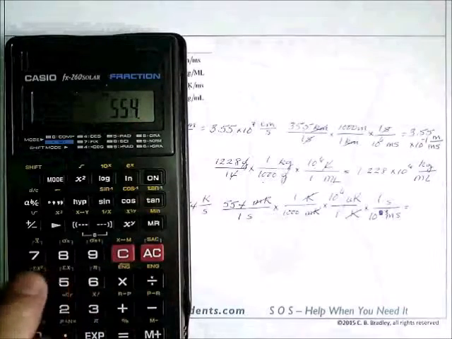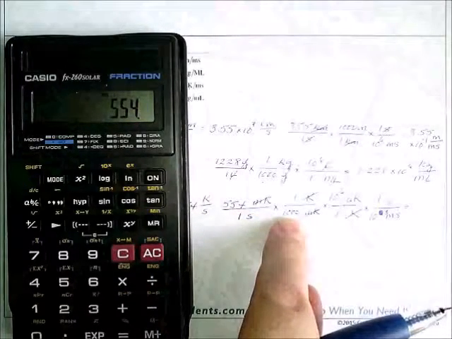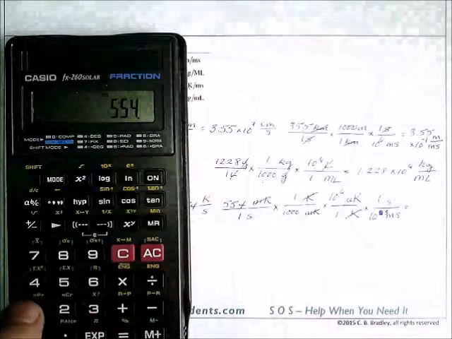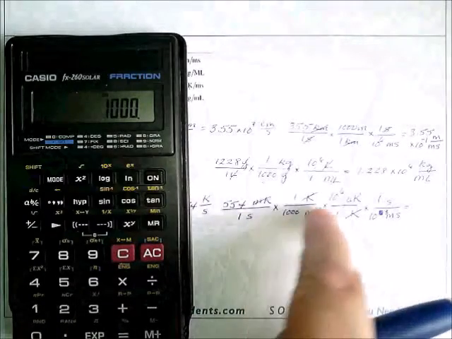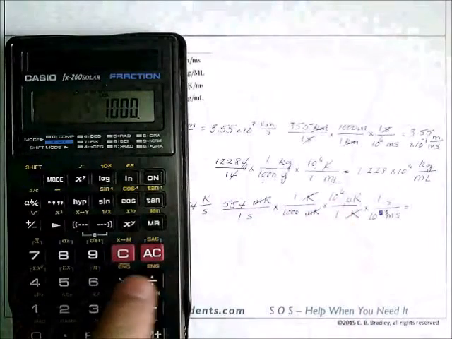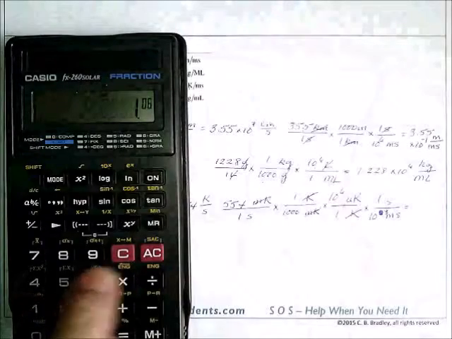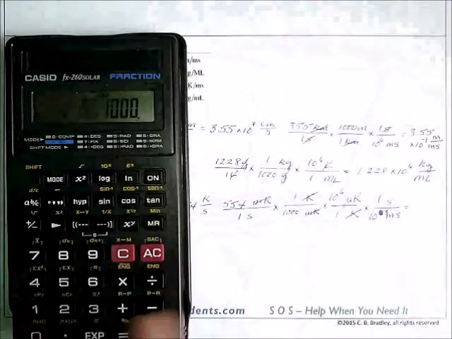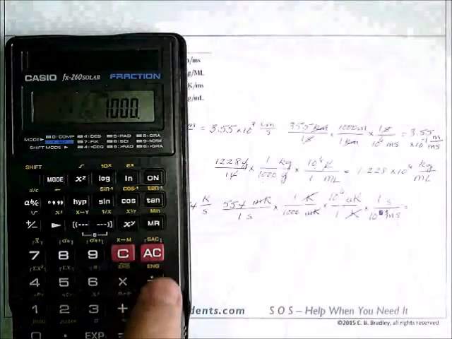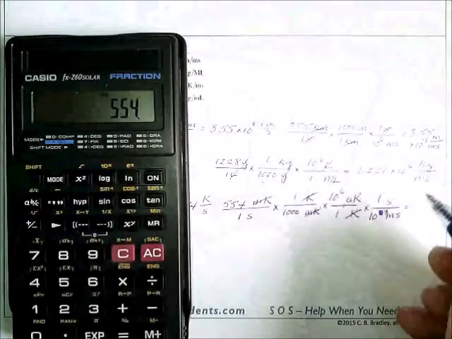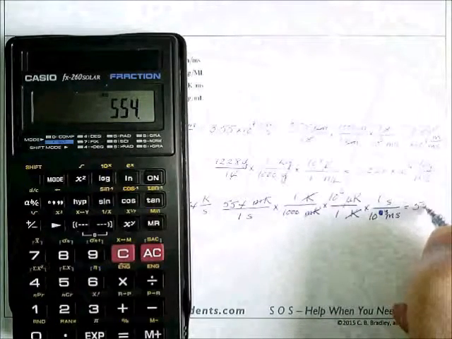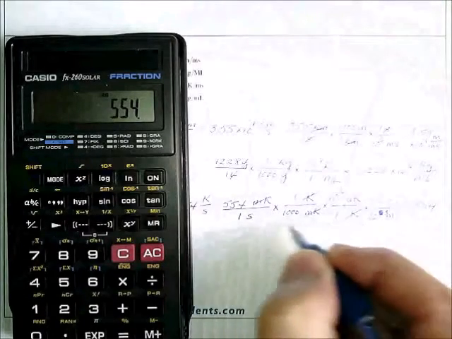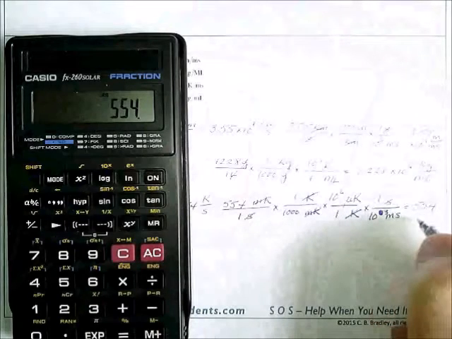Okay, 554 divide by 1000. Multiply by 10 to the 6th. Divide by 1000 again, or 1e3, and we have 554. And the units are microkelvins per millisecond.